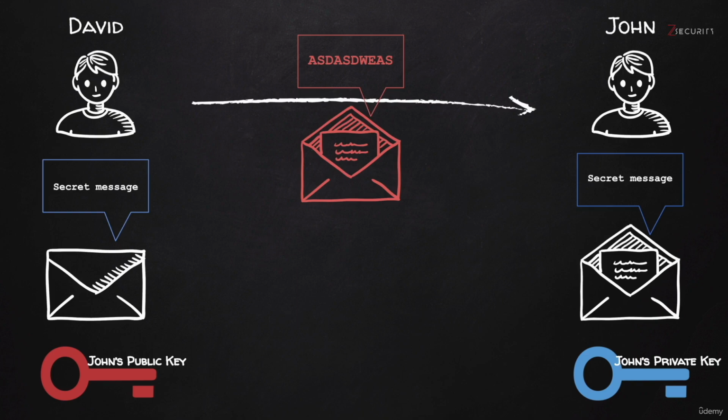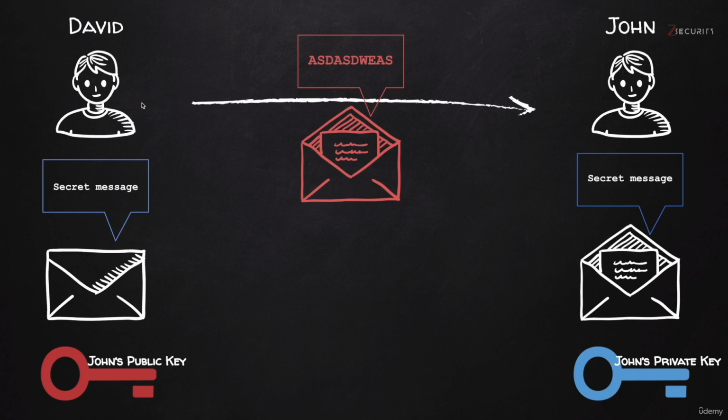Even if he wants 100 people to send him messages, all he has to do is share his public key and not his private key. Now, if John wanted to send something to David, the same can be done in the opposite direction. So David would create a key pair. He would send John his public key, and then John would use David's public key to encrypt messages. When David receives them, he will use his own private key to decrypt them.